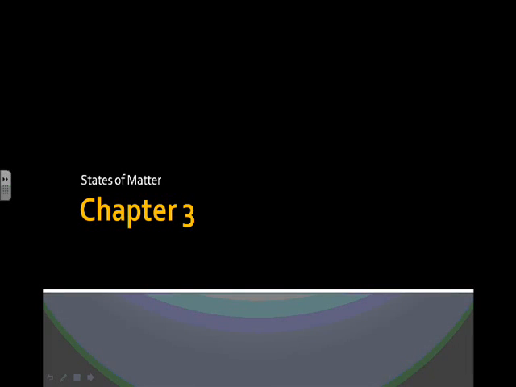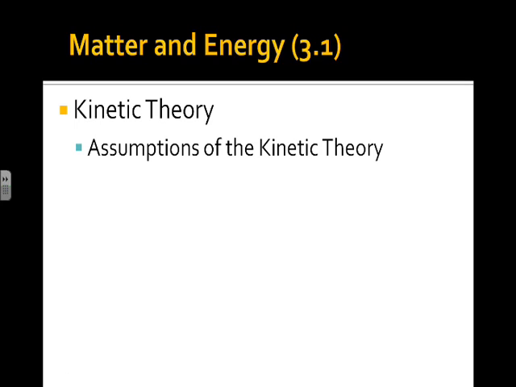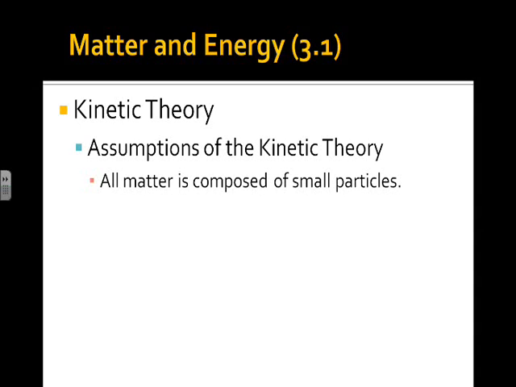Okay guys, let's go ahead and talk about chapter 3, which is states of matter. The very first thing we're going to talk about is the kinetic theory, and we're going to learn the 3 assumptions of the kinetic theory. The kinetic theory assumes that all matter is composed of small particles. That means your pencil, the piece of paper you're writing on, the chair you're sitting in, that all matter is composed of small particles.